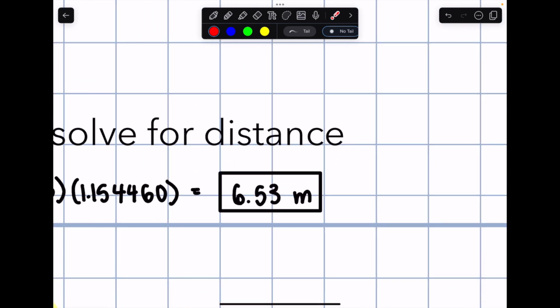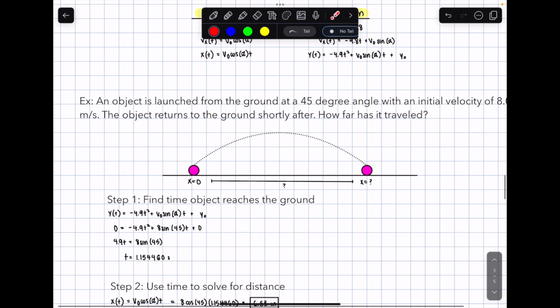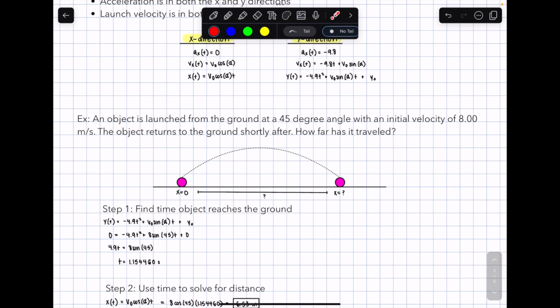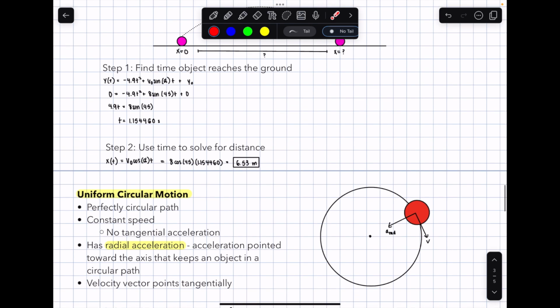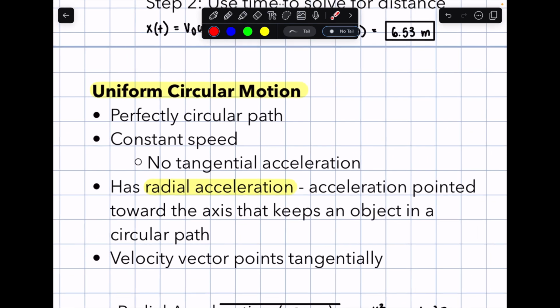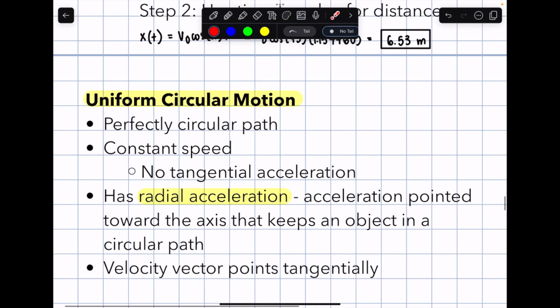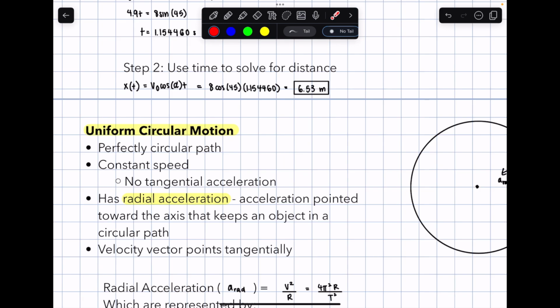Now, that was a lot of information about how objects move both in free fall and as projectiles. But finally, let's talk about objects that move in a circle. Specifically, we're going to be talking about uniform circular motion, which means that an object travels in a perfectly circular path and at a constant speed. Again, for a quick sanity check, constant speed means that there is no tangential acceleration. Tangential just means no acceleration along the circumference of the circle.